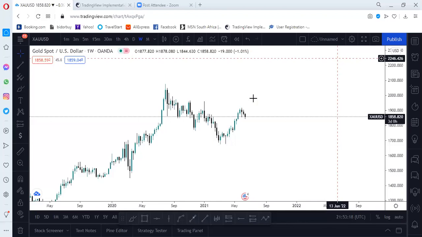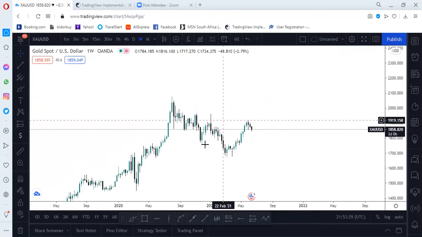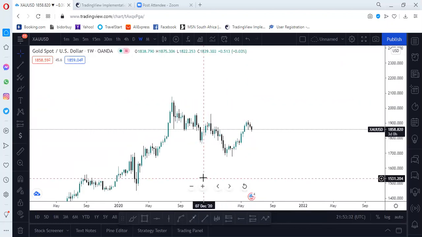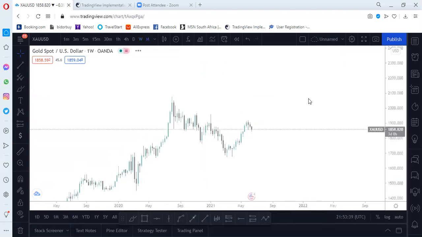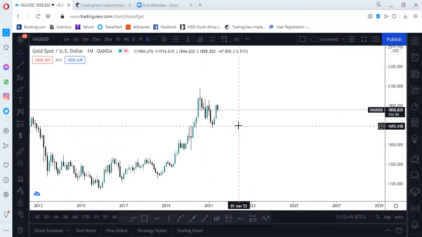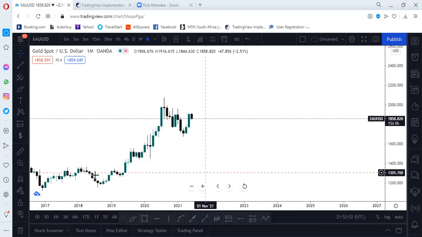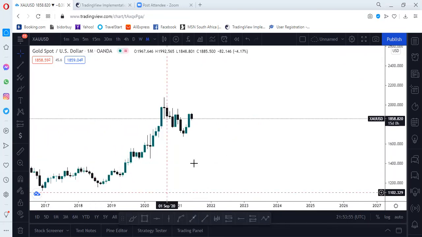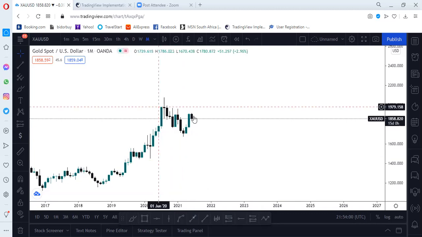Hello everybody. We are going to look at gold and I'll try to give my perspective on how to work on gold technically. Looking at the chart in front of you, we have gold on the monthly time frame. If you look at gold, it has been rising since 2019. Looking at the chart now, we can see that we are selling right there.